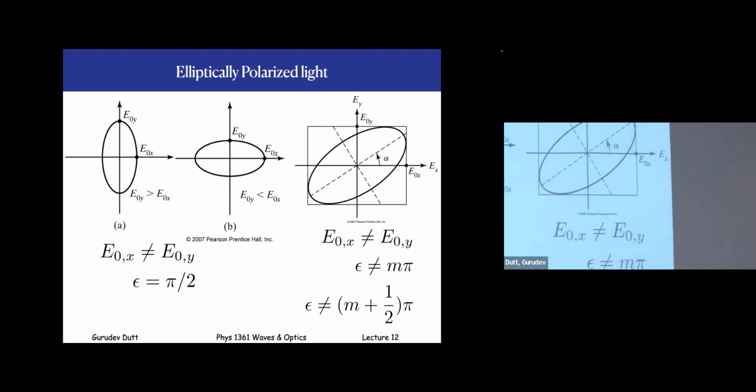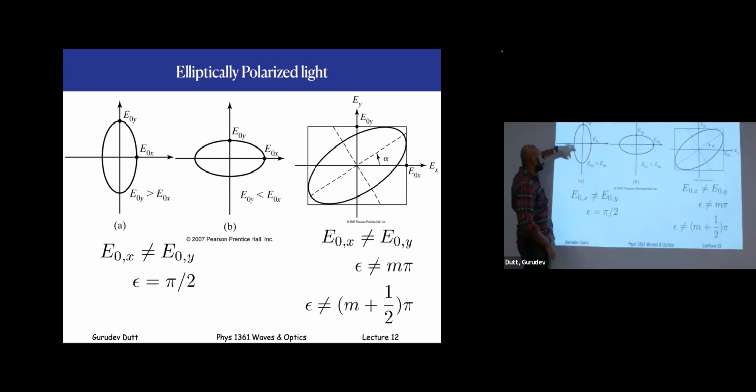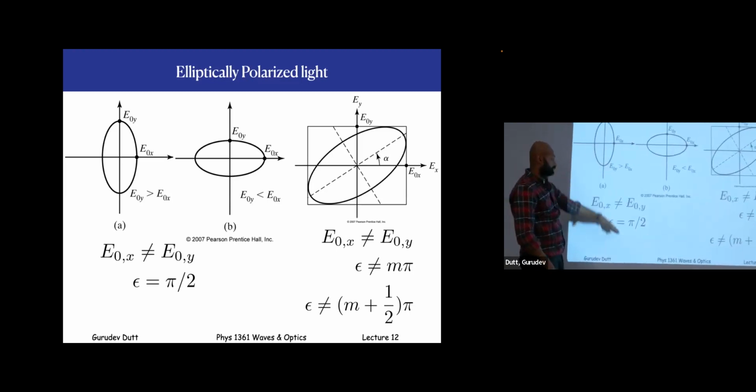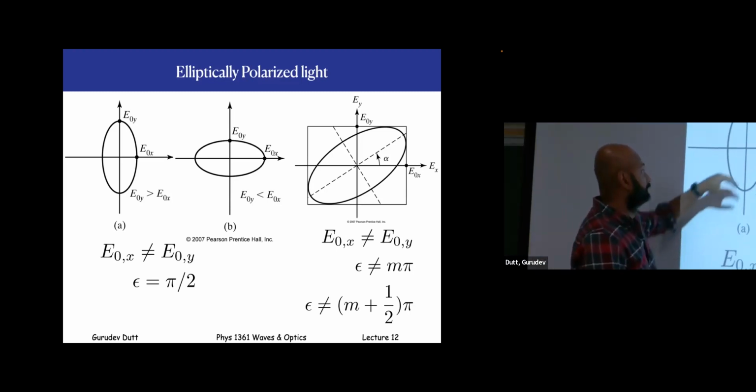So if E naught Y is greater than E naught X, then it'll start initially with that E naught Y, and then it'll circulate like that. Right circular for epsilon equal to minus pi over 2, or left in this case for epsilon equal to pi over 2.